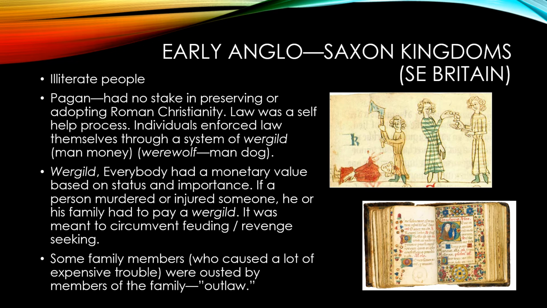Sometimes the family would get tired. So say they have a relative that's always causing people to lose digits or kill people or maim them or hurt them in some way, and they're tired of paying out all this money. They can pronounce in public that this relative, let's call him John Doe, is no longer in the family. He is outside the legal responsibility of the family. So this is where we get the word outlaw. He is out of the law for this family. They are, in essence, declaring they will pay no more wergilds.